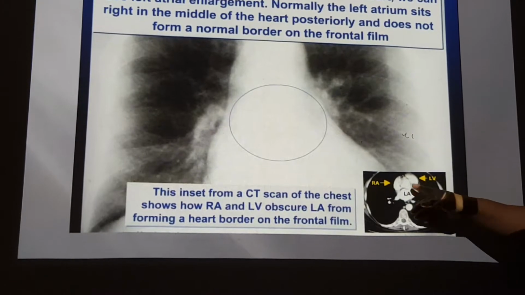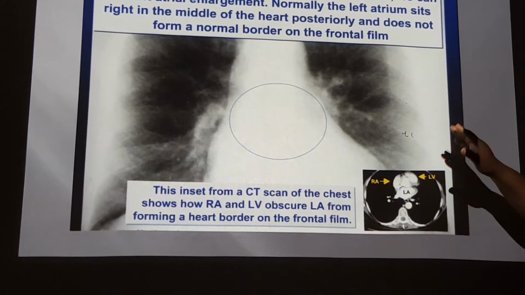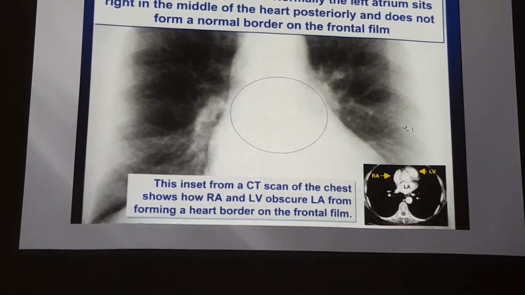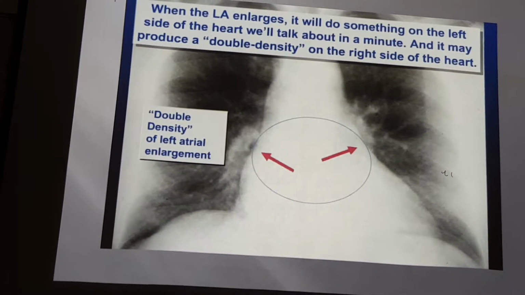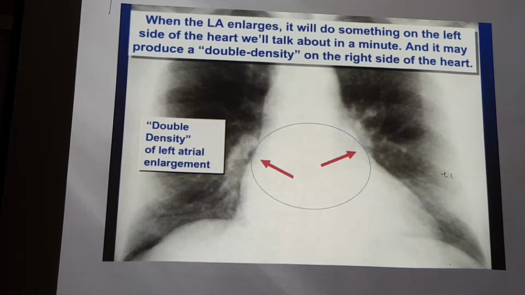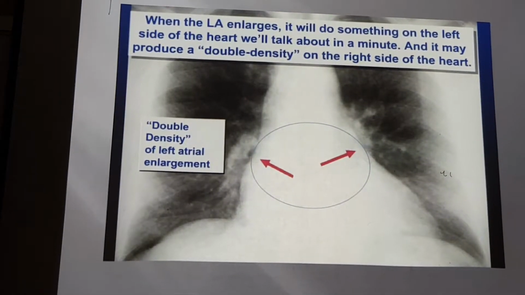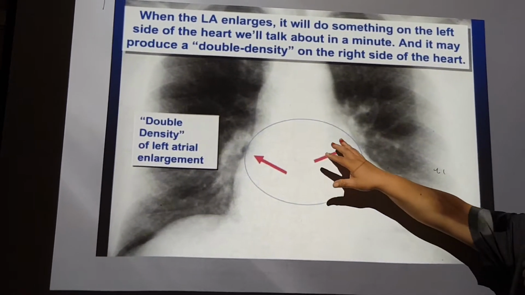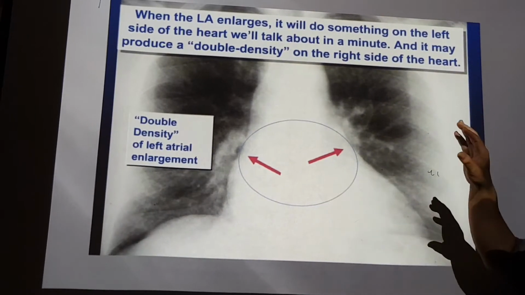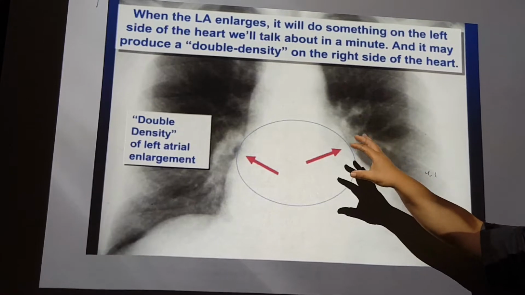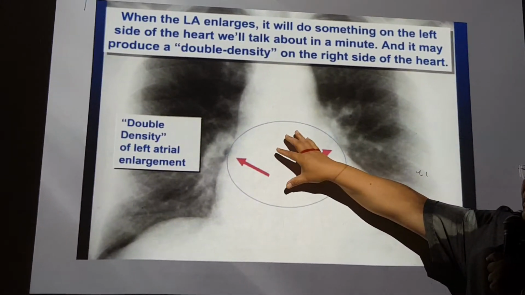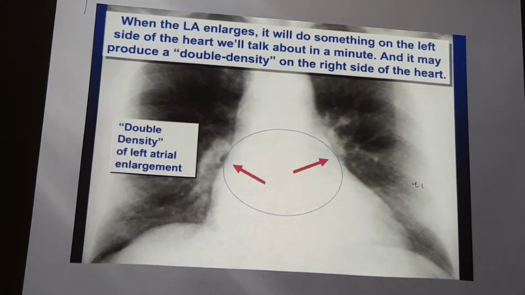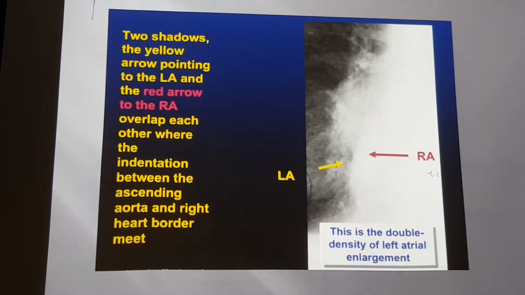So that's the typical orientation of the heart on your chest, diba? Right atrium, left ventricle, posteriorly that's your left atrium. When the left atrium enlarges, it will do something on the left side of the heart. We'll talk about that in a minute. It may produce a double density. Normally you have a uniform density. Because of the enlargement of the left atrium, it receives more X-rays, absorbs more X-rays, and produces this density at the upper portion of the heart. That's what we call the double density of left atrial enlargement.